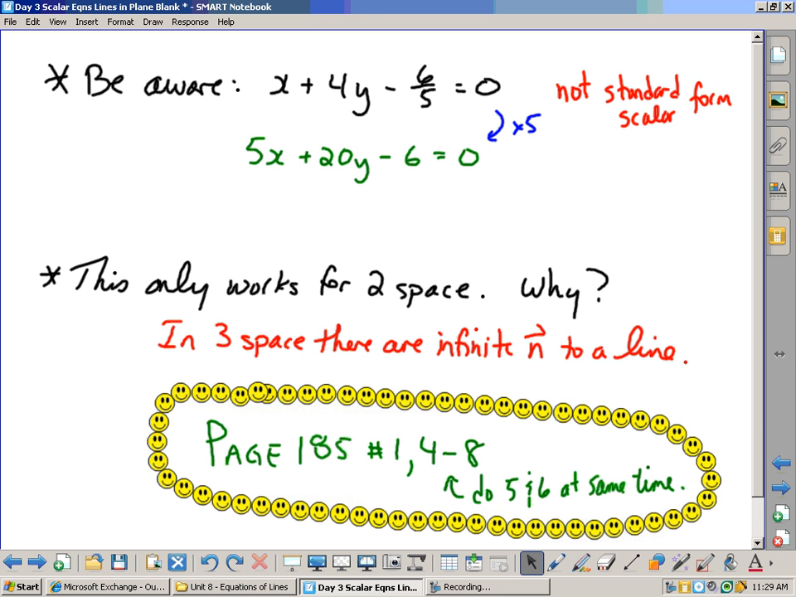So here's some practice for you. Page 185, number 1, and then 4 to 8. And if you'll look, you'll want to do number 5 and 6 at the same time because it uses the same numbers. It just asks you to find 2 different things. So that should be it, and good luck with today's work.